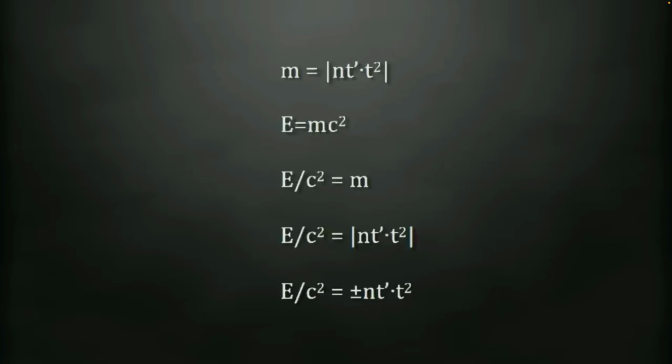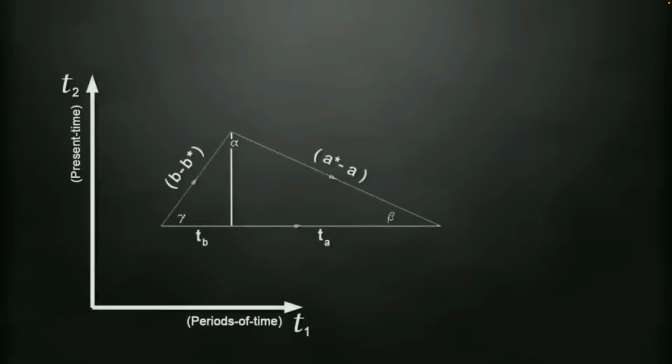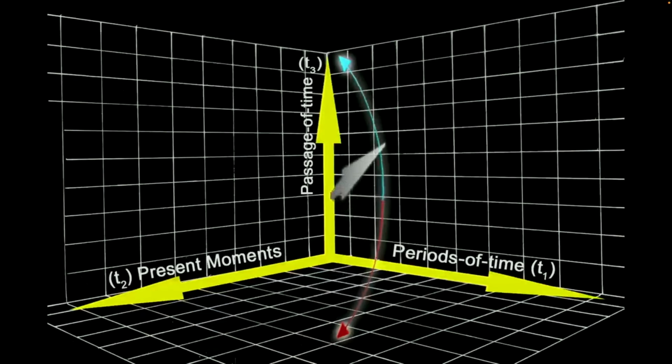Since the base expression for mass equals the absolute value of t prime times t squared, there are two possible observations. First, we are dealing with decay rates of time, so we can set the passage of time as the vertical component for both b minus b asterisk and a asterisk minus a. On the other hand, we are using a model compatible with massless particles, so we can set the present time as the vertical component for both b minus b asterisk and a asterisk minus a instead. The first corresponds with massless particle propagation, and the second corresponds with inertial mass and momentum.